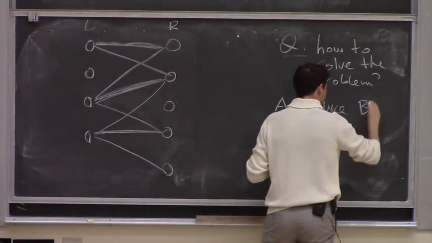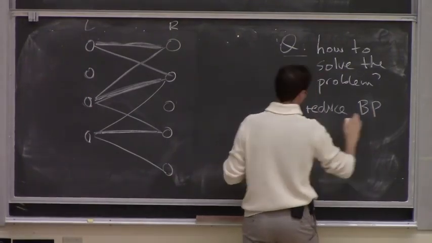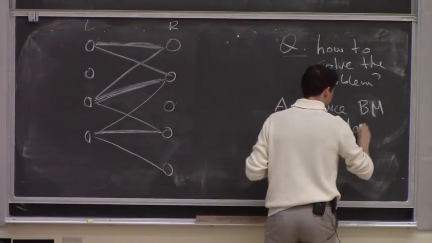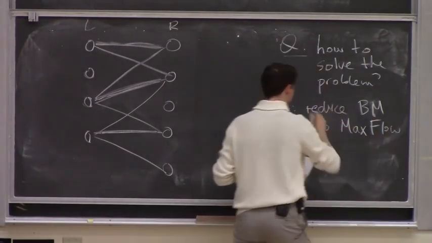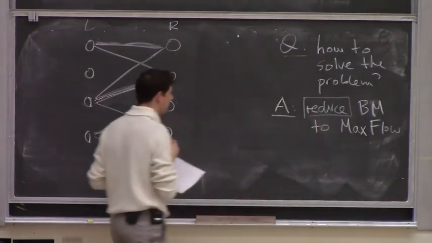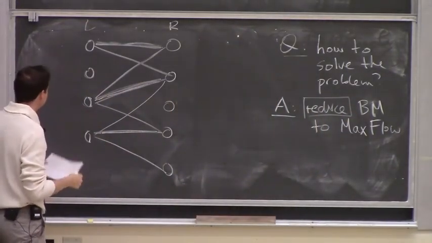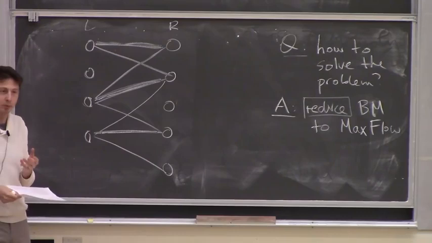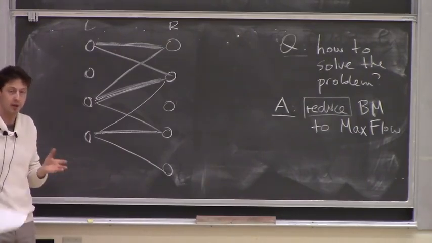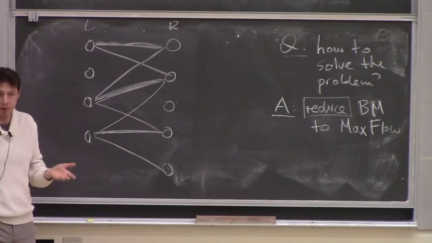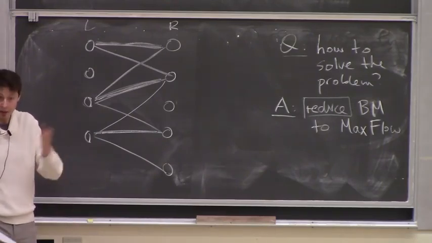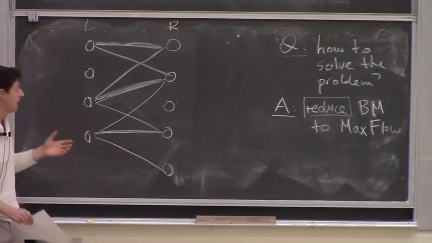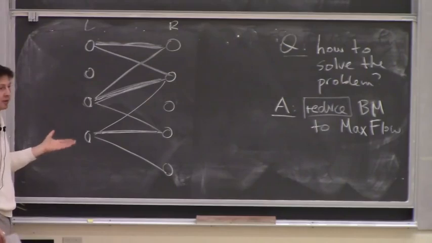So at least for today, the answer is going to be just reduce the bipartite matching problem to max flow. This word will be very important for today and the next few lectures. What does reduce mean? It means that we take an instance that is given to us, and we try to build an input to a max flow solver that the solver would be able to understand in such a way that if the solver gives us a solution, then we can actually distill from it a solution to our original problem.